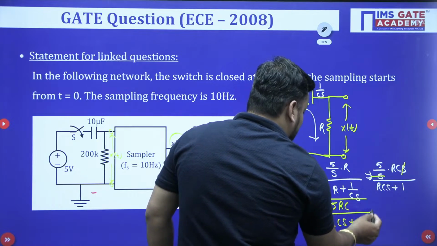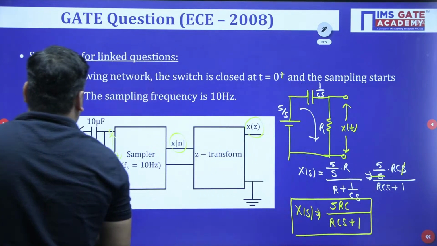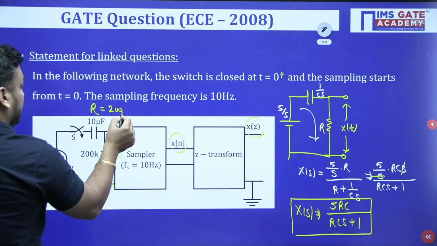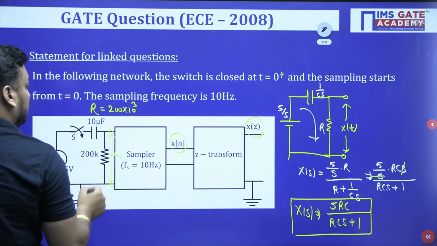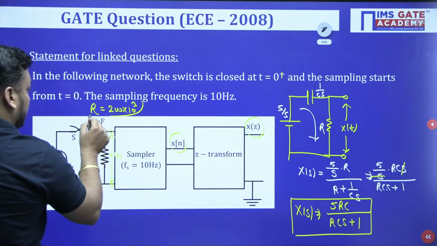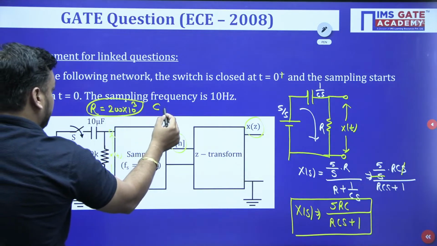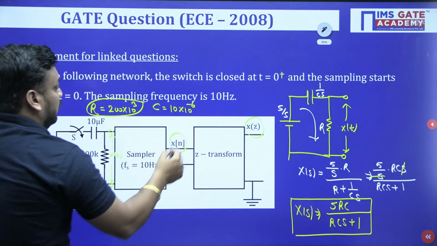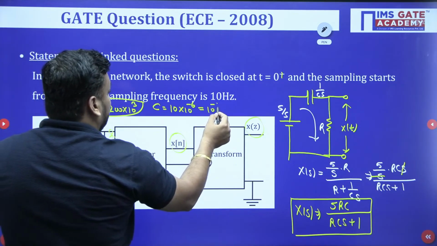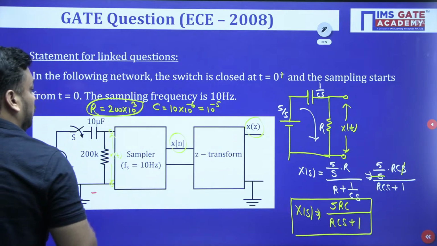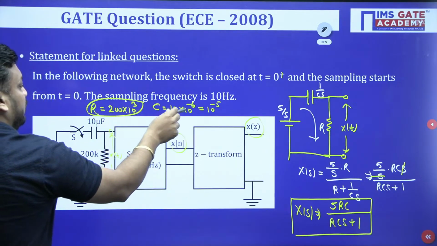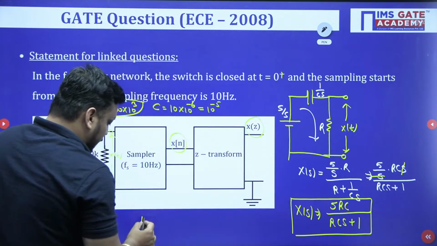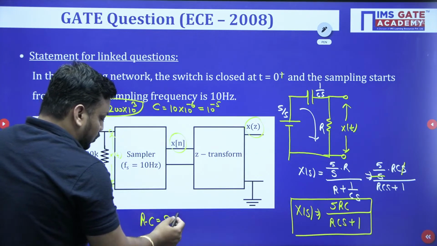And do you know what the RC value is here? The R resistance value is 200 kilo, that is 10 to the power 3. Similarly, the C value is 10 microfarad, that is 10 to the power minus 6. So it is nothing but 10 to the power minus 5. So you will get 2 into 10 to the power 5, and 10 to the power minus 5 cancel. So the multiplication will be 2. If I multiply R into C, I will get for sure 2.